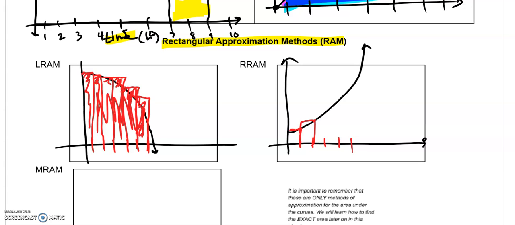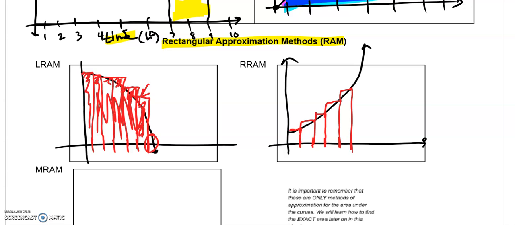And on the LRAM, you notice our last point was right there. It was the next to last point, because right here was the last one. But on an RRAM, since it's the right rectangle, the right part of the rectangle is hitting the curve. Ours are going to look something like that.